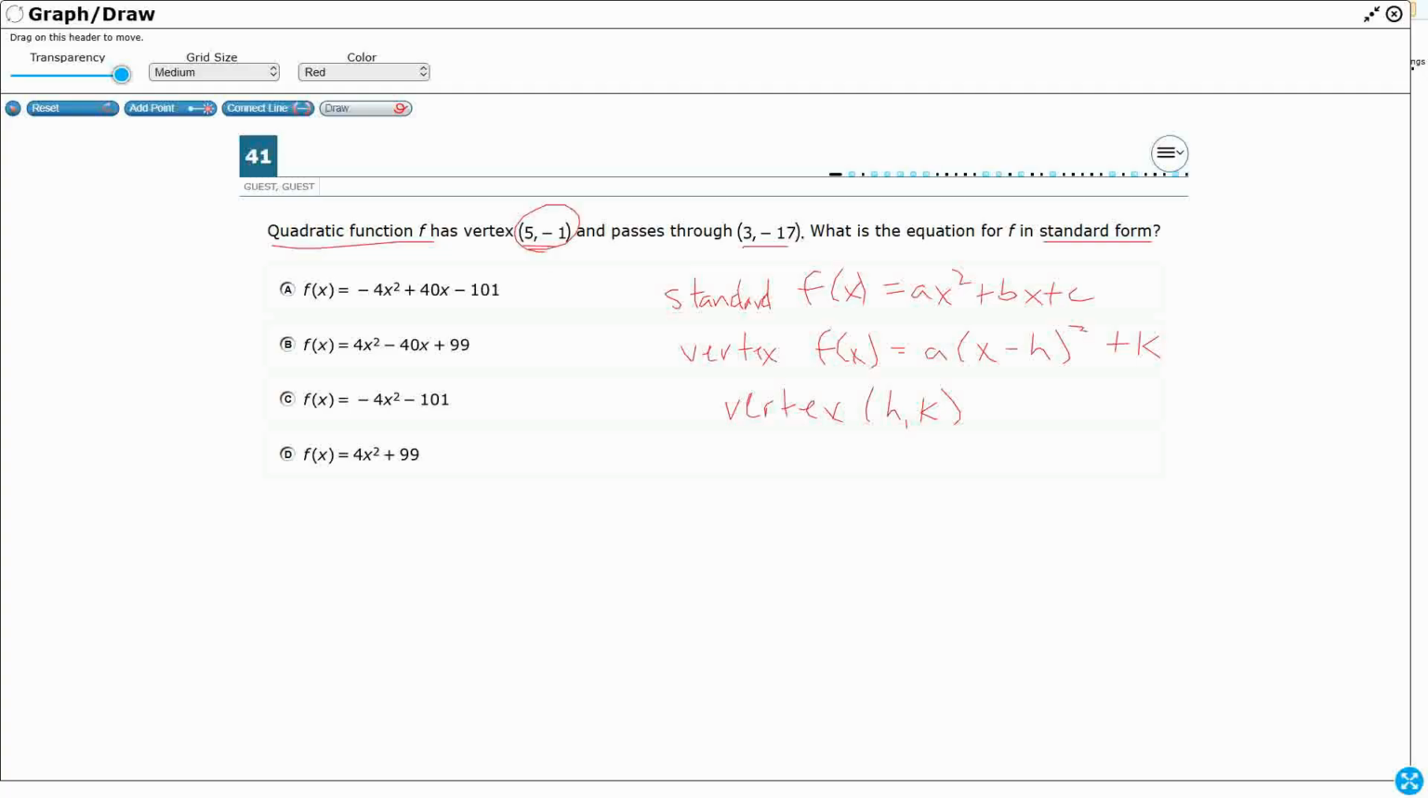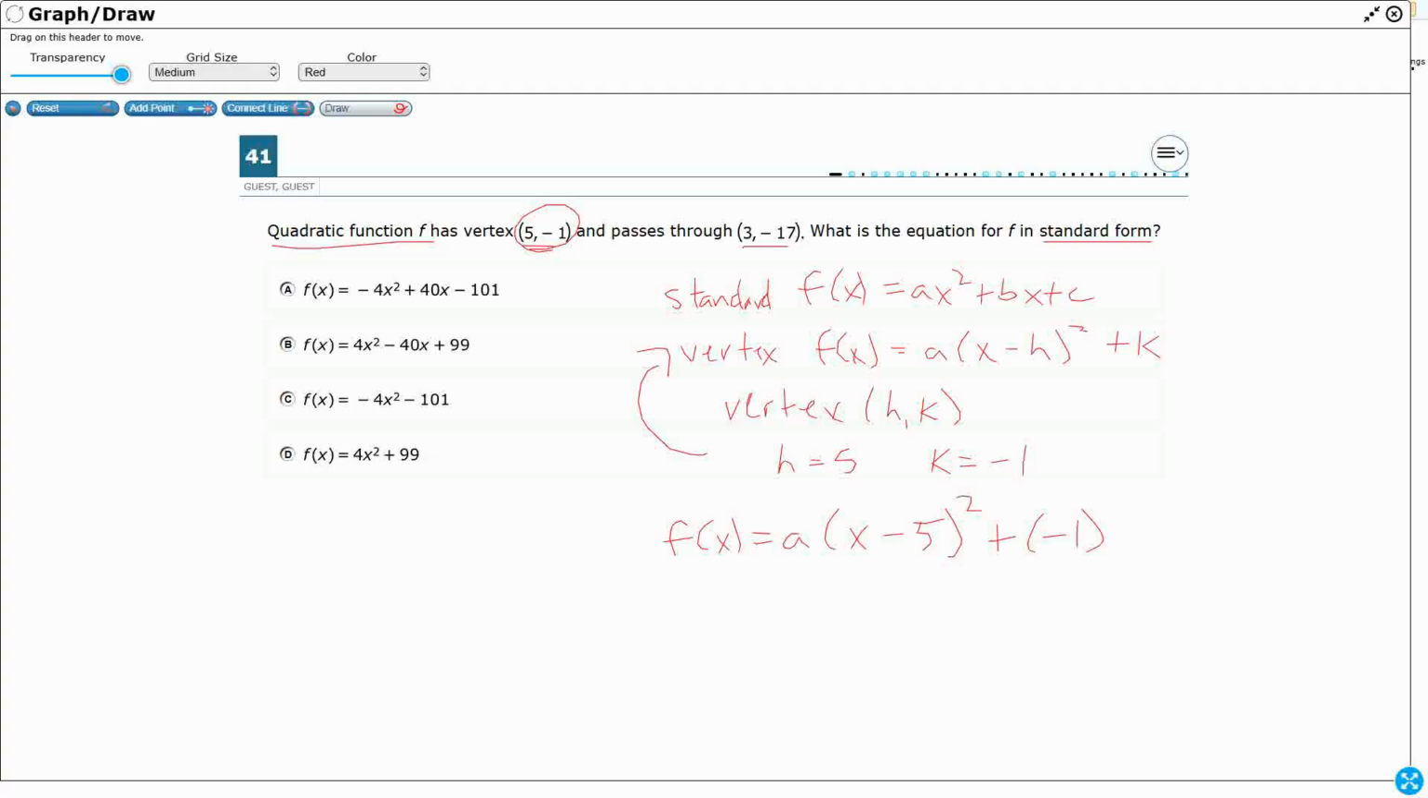And they give it to us right there. So we can now say that h equals 5, k equals -1. So let's plug those back into our vertex form. And so we can say f of x equals a, we don't know what that is, times x minus, and then my h is 5, squared, plus -1, which is my k. So I'll just make that a -1.